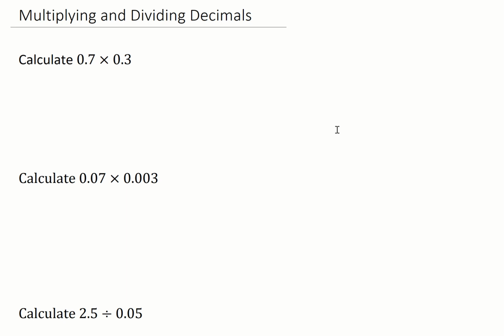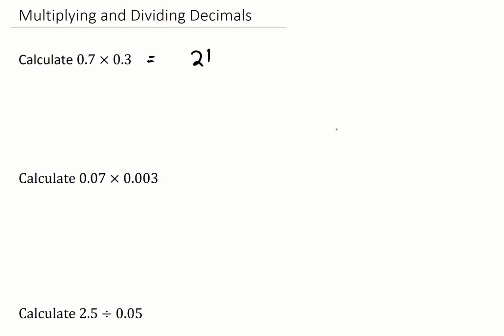This video is about multiplying and dividing decimals in non-calculator land. So there's a problem where you need to calculate 0.7 times 0.3. Okay, so the idea is you just multiply those numbers. 7 times 3 is 21.